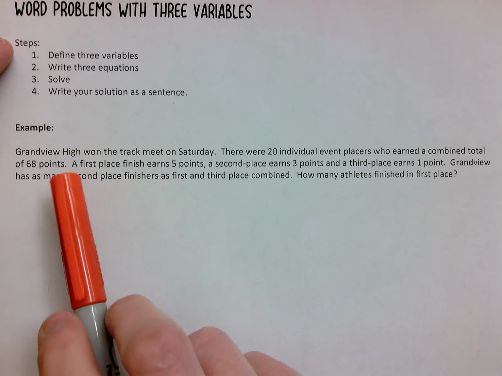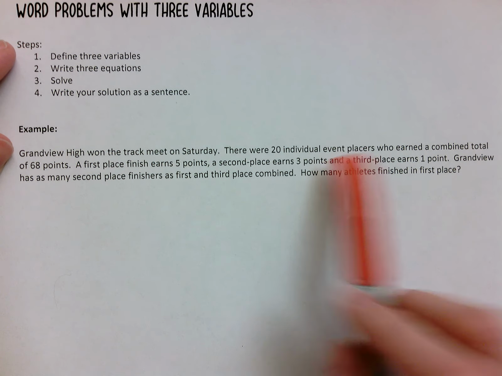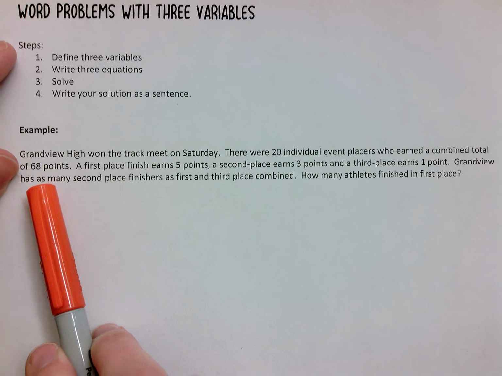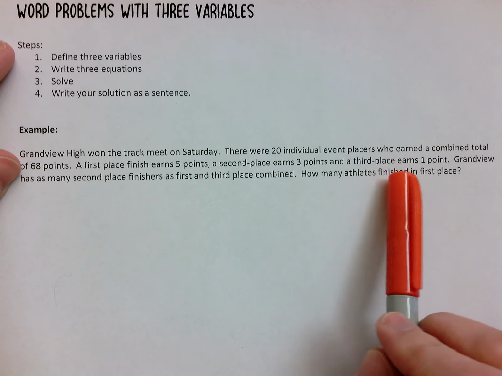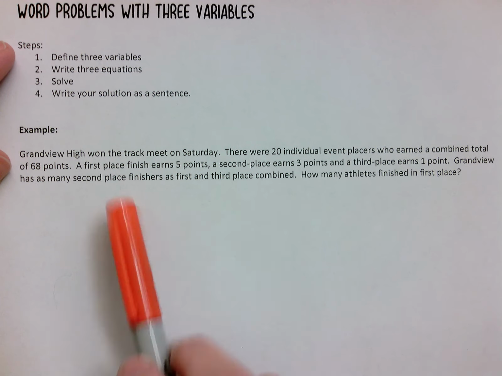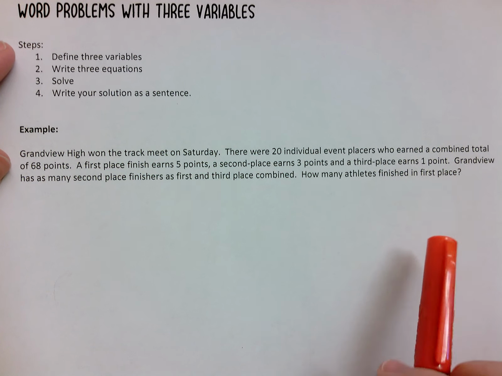Okay. So we got a high school. They won a track meet. There were 20 individual event placers who earned a combined total of 68 points. First place finish gave 5 points. Second place gets 3 points. Third place gets 1 point. They have as many second place as first and third combined. How many athletes finished in first place?